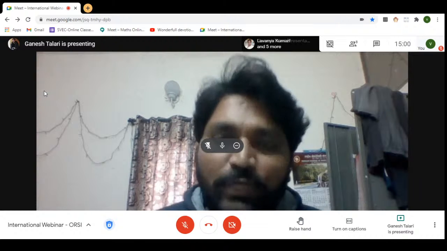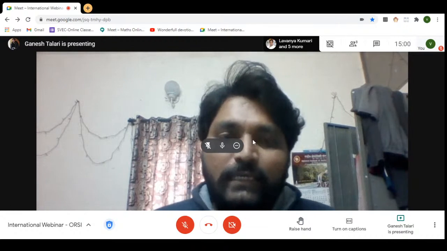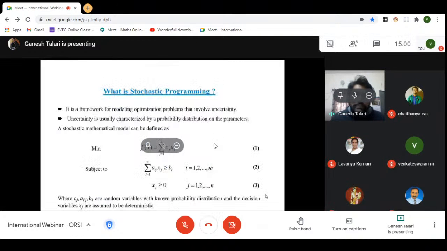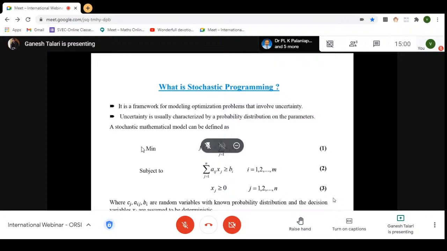So what is stochastic programming? I have already told you that if the objective function is uncertain in nature, or the constraints are uncertain in nature, then this programming problem is stochastic. Otherwise it is a simple linear programming problem. The simple form is the minimum of z equal to some objective function, subject to different constraints.